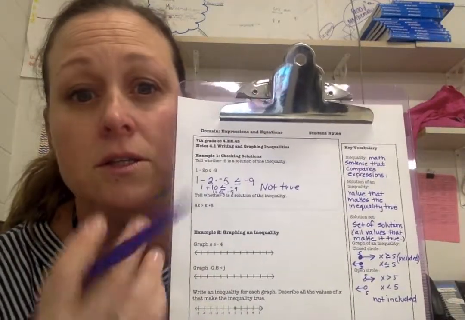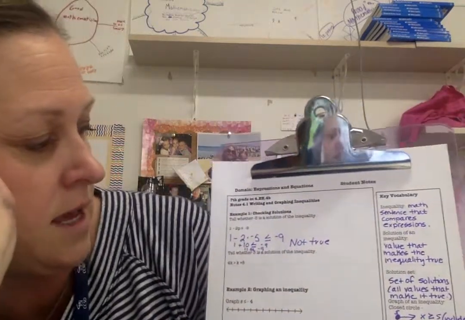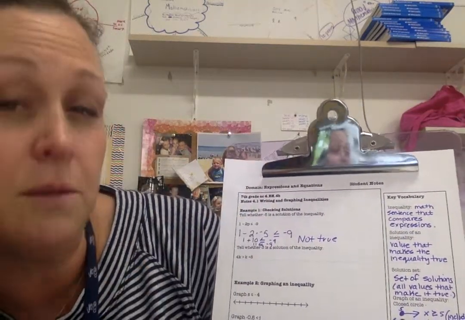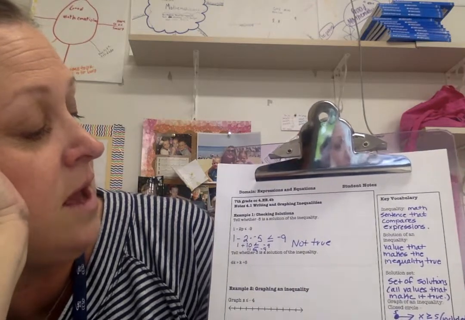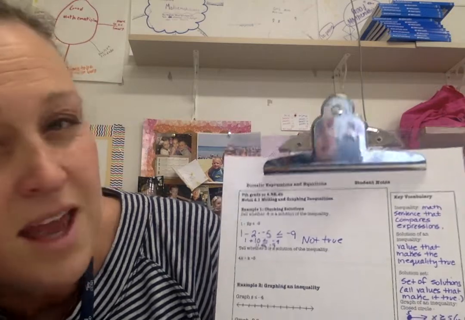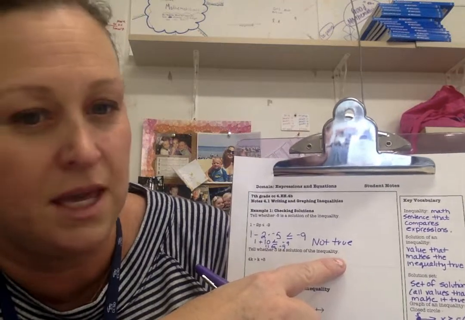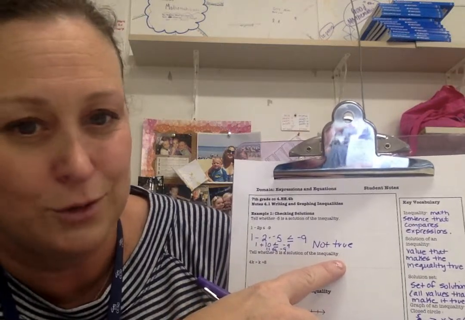Example 1. All right, we're going to tell whether -5 is a solution to this inequality. So it is 1 minus 2p is less than or equal to -9. So I take p, it says is -5, and I substitute that in part of the inequality. So I rewrite it as 1 minus 2 times -5 is less than or equal to -9. And then I use order of operations to solve that. So I have 1 plus 10 is less than or equal to -9, and then 11 is less than or equal to -9. And because that's not true, 11 isn't less than or equal to -9, I write that -5 can't be an answer. So -5 is not a solution.